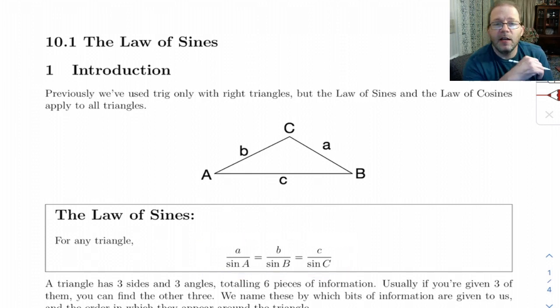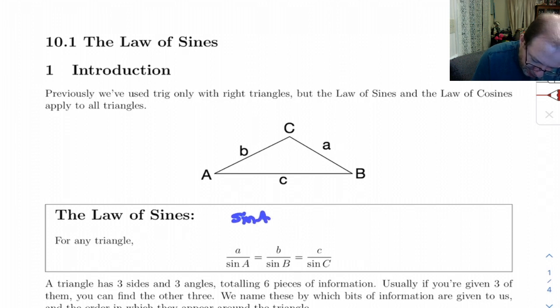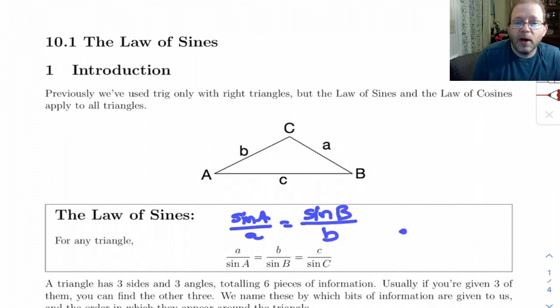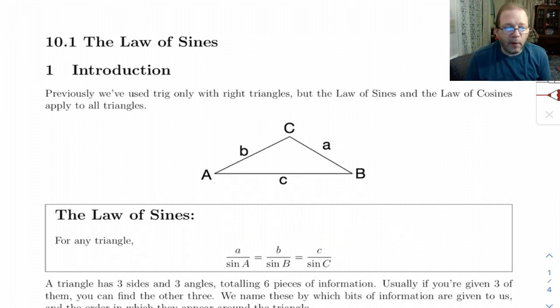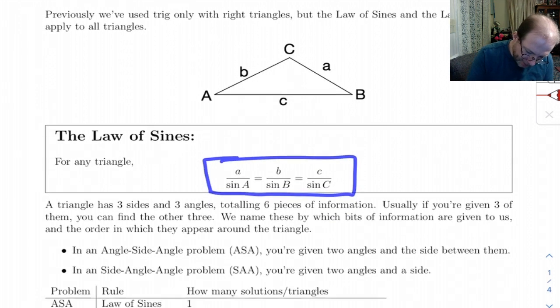A divided by sine A is equal to B divided by sine B, and that's also equal to C divided by sine C. Now this is the way it's always written, but you can use it like this. You could put the sines on top and the lengths of the sides on bottom, and it works just as well that way. But this is traditionally how it's written, so that's how I'll write it.